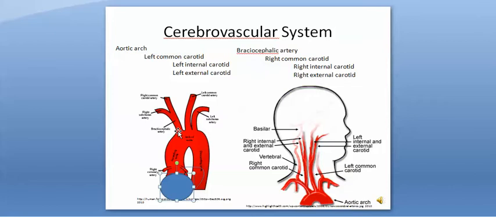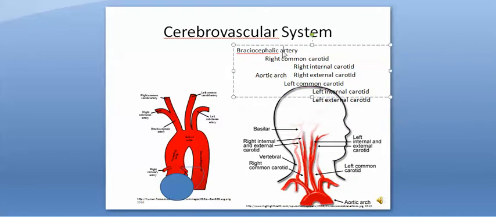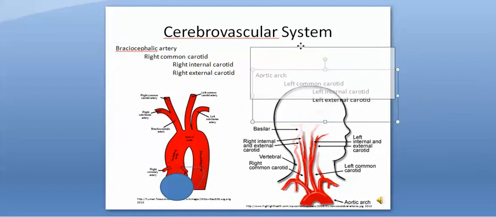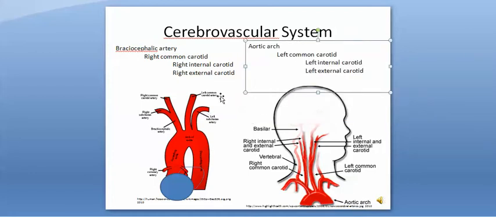So at the level of the aortic arch, we have the left common carotid and the left internal and external carotid. Here's the left common carotid that's going to branch off into the internal and the external. I think we should switch these. Okay, so this is left and this is right in this picture, just so you don't get disoriented, because when you're looking at it, that's opposite, right?